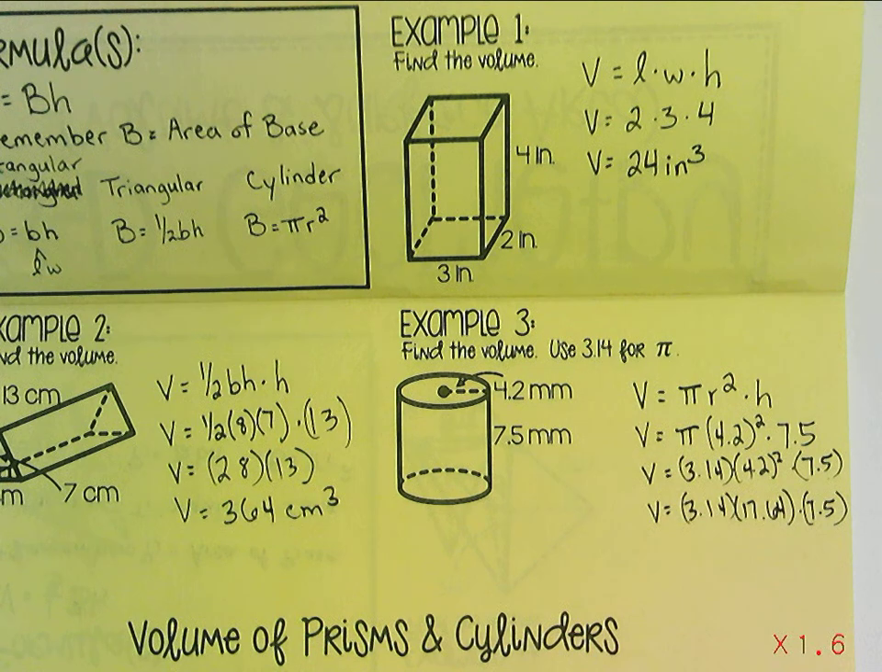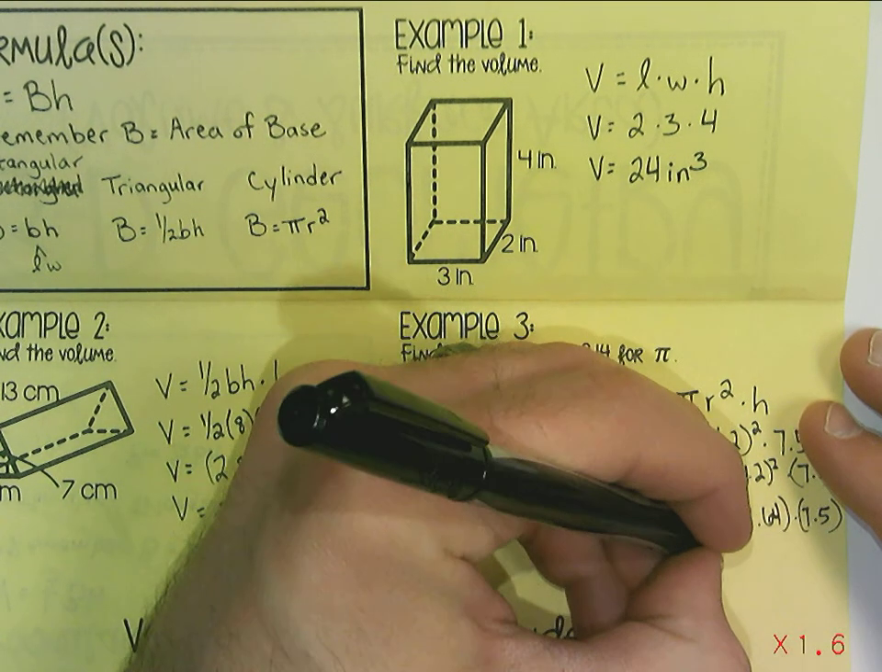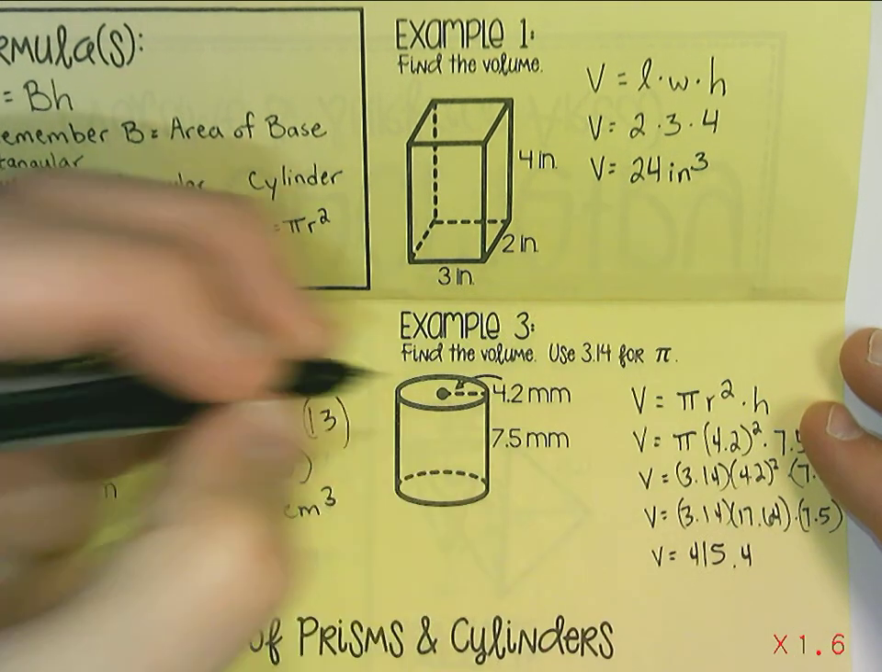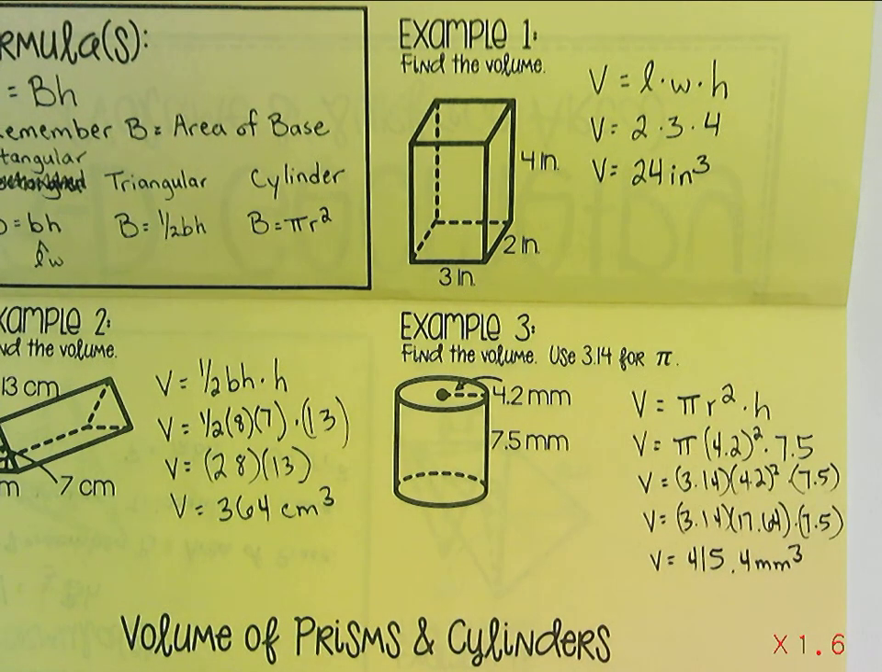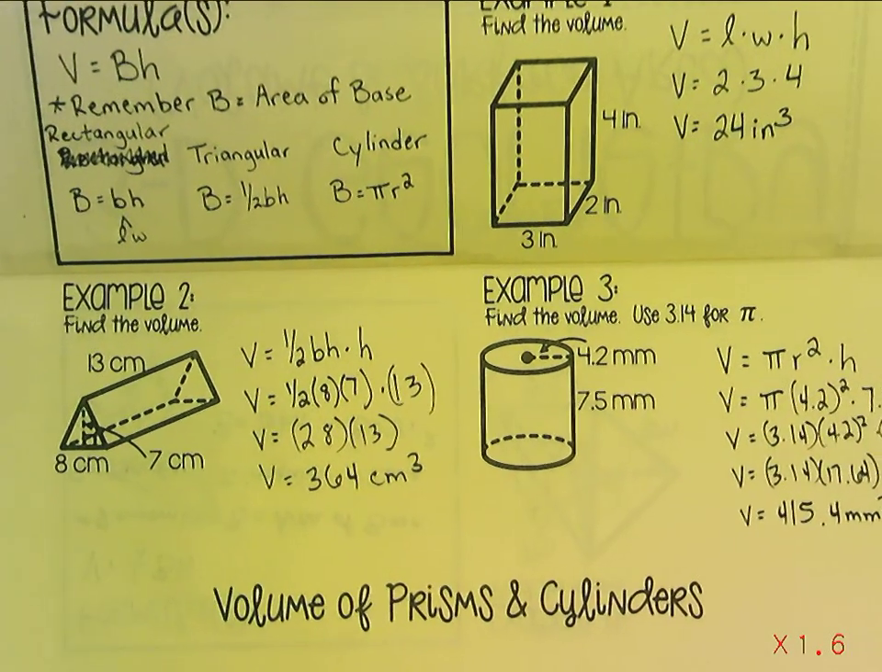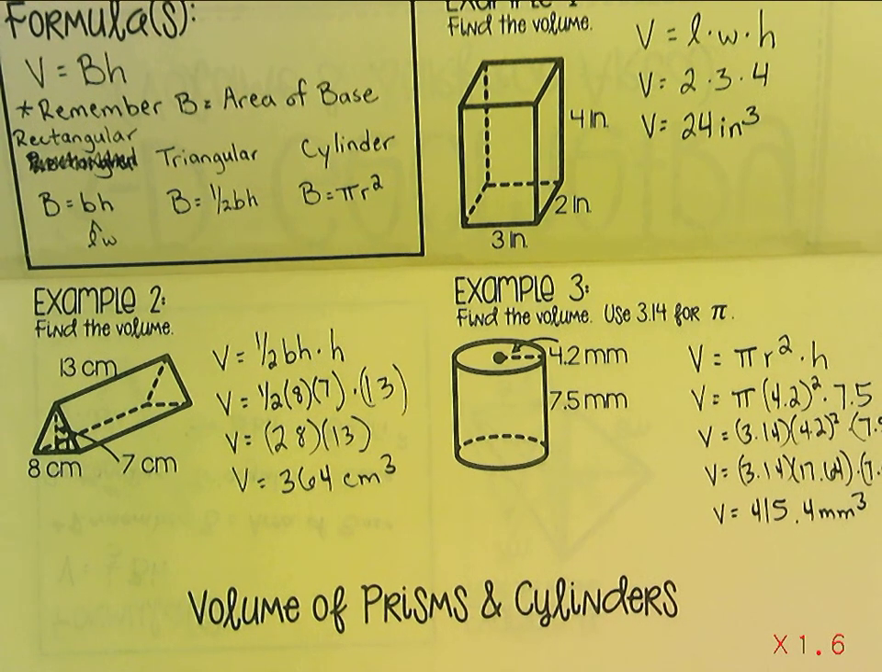So again, you can use your calculator on this. And on these, I would round to the nearest tenth. So volume in this case is going to be 415.4 millimeters cubed. Remember, it's volume, so it's cubed. So that's our first look at volume here, and this one was of prisms and cylinders. So we're going to move on to the next part.